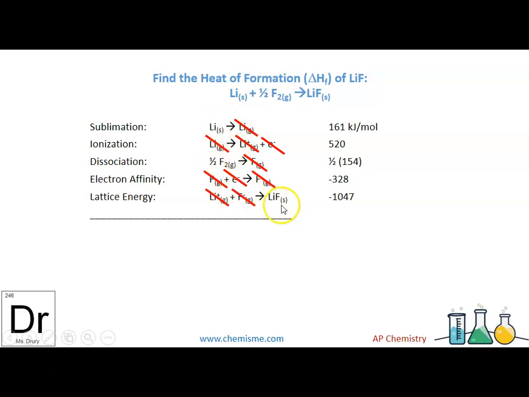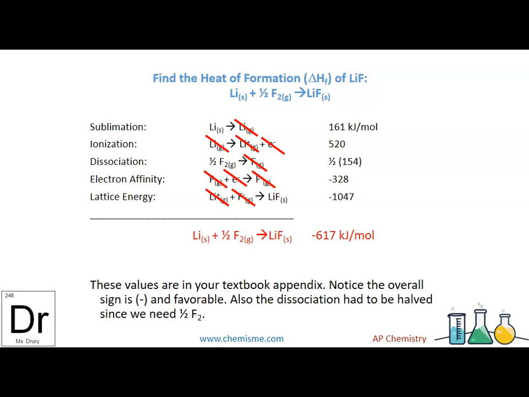Notice the only ones that don't cancel are the original equation, and that's kind of how you know you have it right. If everything cancels, then you can actually sum all your heats. And now that we sum all our heats, we get a negative heat value, which means it is stable. Again, you need to know that positive reactions are less stable than negative ones. All these values are in the appendix of your textbook, and notice the overall sign is negative and therefore favorable. Also, the dissociation, like I said, had to be halved because of this coefficient here.